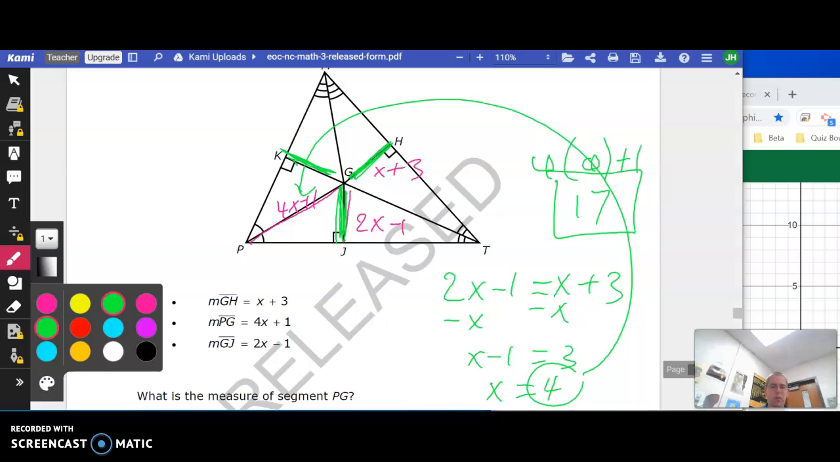Some interesting problems here in geometry. Be sure to just kind of use what they give you and go from there. That's your best strategy. Hope this helps.